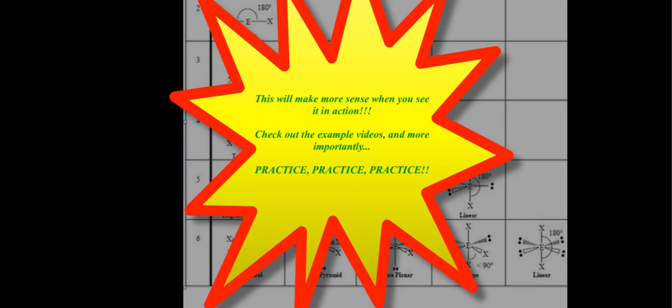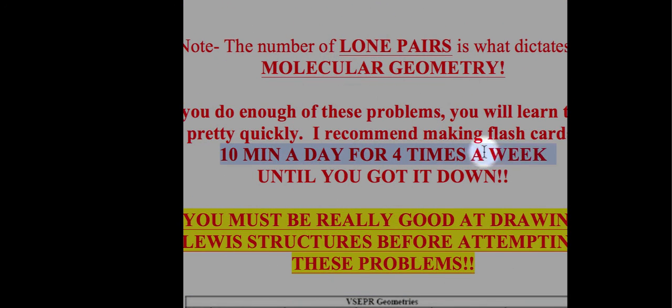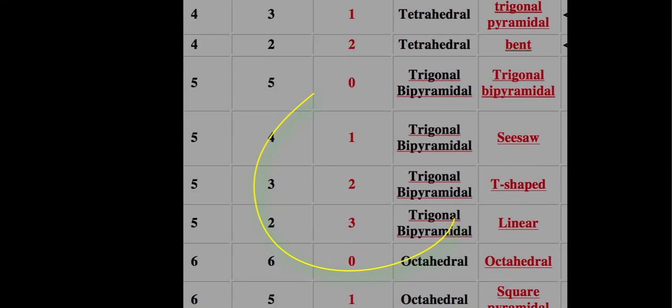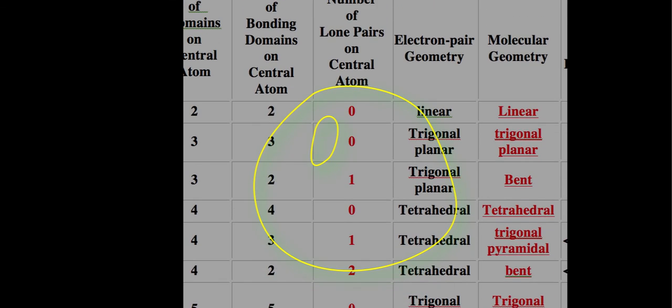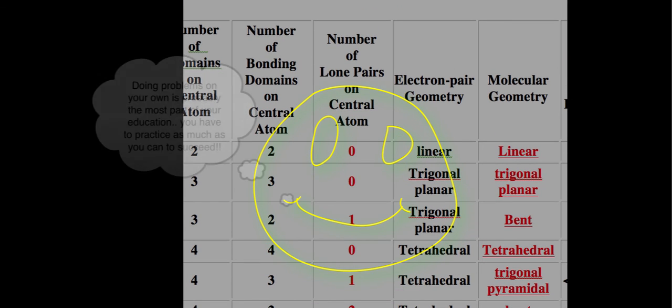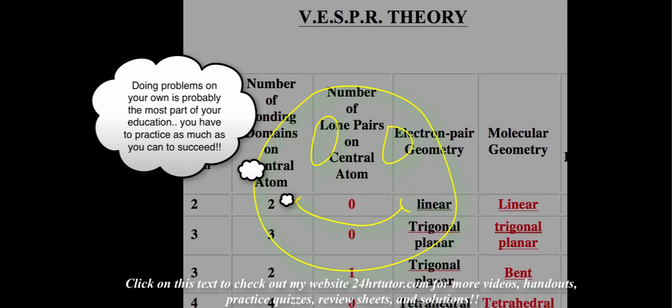So I recommend you make some note cards, start memorizing these. If you do 10 minutes a day for 4 times a week, you should have it in a week or 2 tops. If you're doing problems while doing these note cards, it shouldn't take you more than a week. All right? So make sure you check out the different example videos that will go through a few different types of geometries and go in detail on how to actually come up and predict these molecular geometries. So the key is to practice. Check out those example videos.